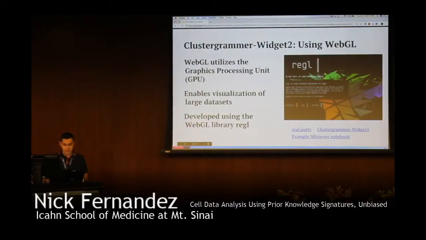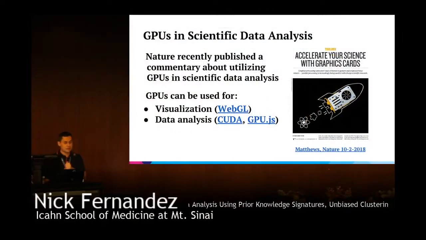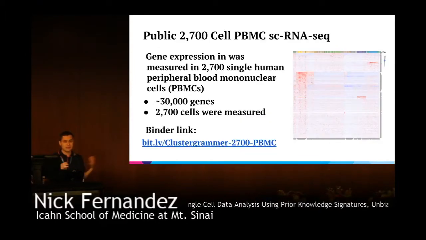Anyway, just coincidentally, there was a recent article published about using GPUs in scientific data analysis, just 2 days ago in Nature commentary. Basically, it summarizes how GPUs are used for visualization using libraries like WebGL, but you can also use languages like CUDA and libraries like GPU.js, which allow you to utilize the GPU for general purpose data analysis in JavaScript. I won't go into that, but we're obviously using WebGL for data visualization, and one thing we're looking at for the future is to utilize WebGL for dealing with big matrices and doing data analysis.